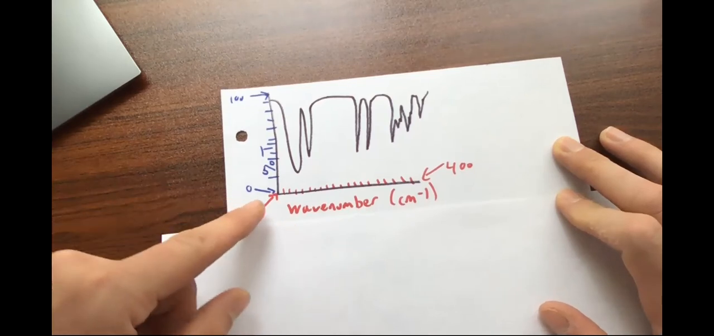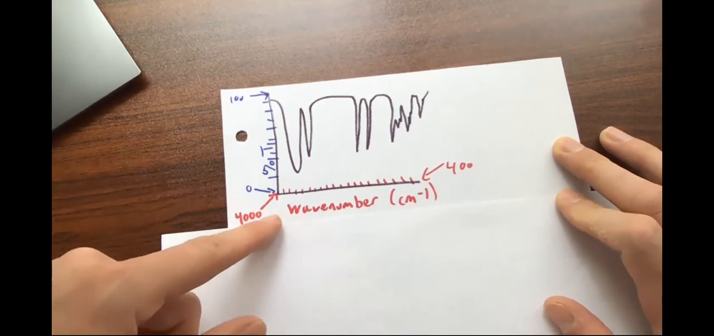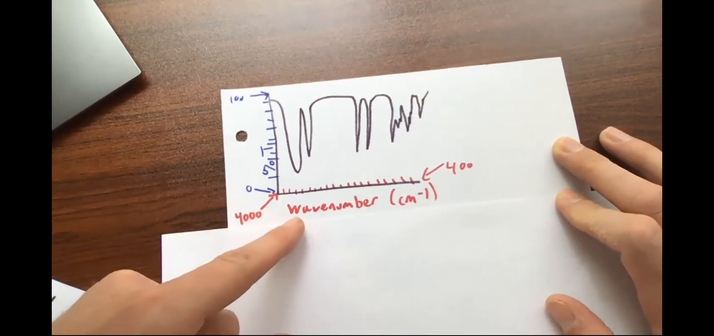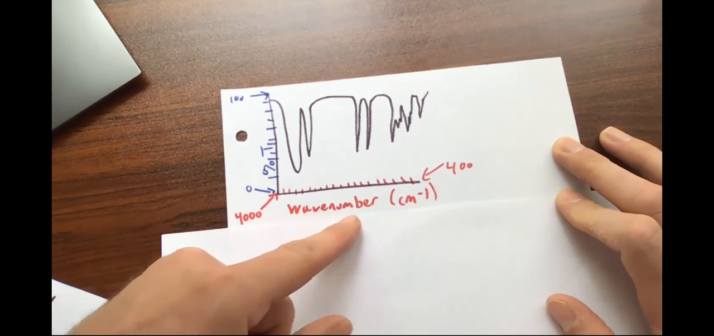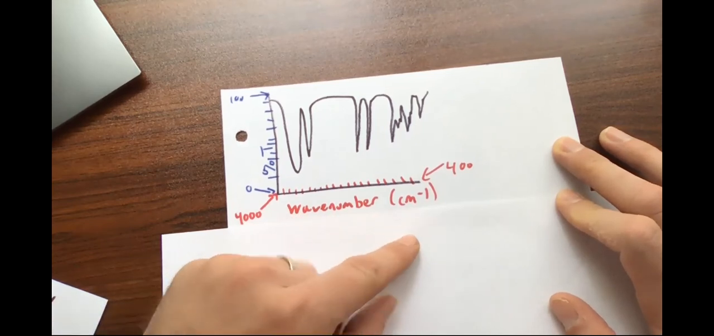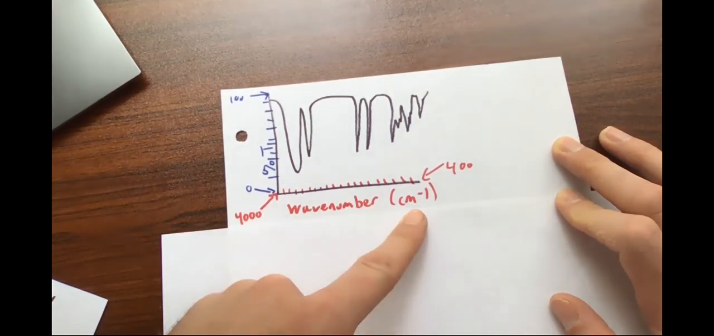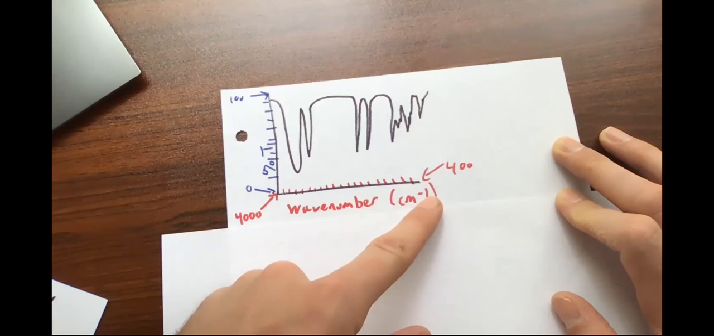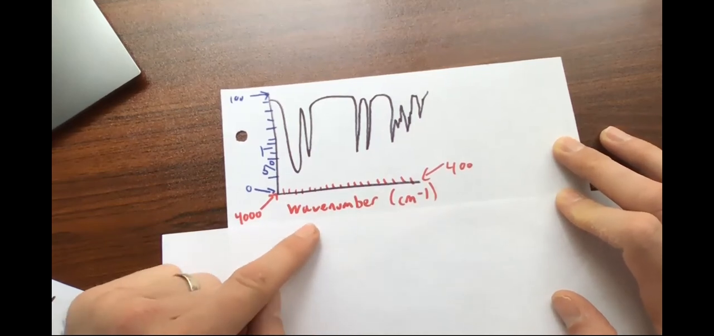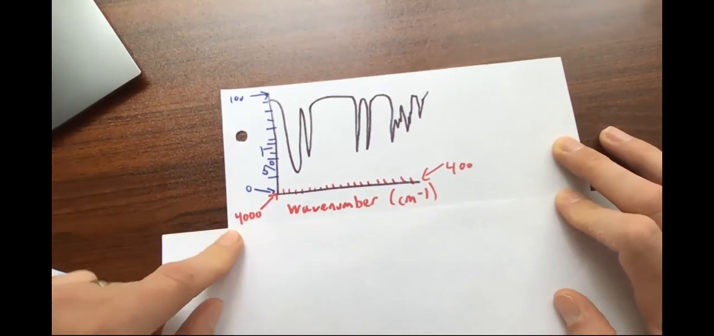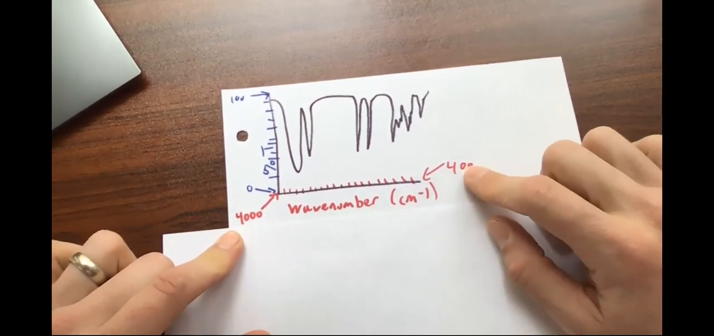And then you also are measuring the type of light that is absorbed in the frequency or the wave number. And we say that that is in inverse centimeters. Centimeters to the -1 power is also known as the wave number or the frequency. And generally this goes from 4,000 wave number to 400.